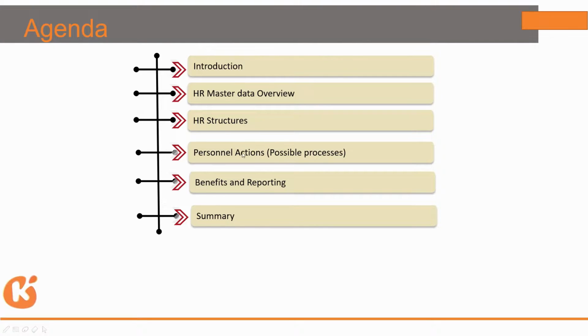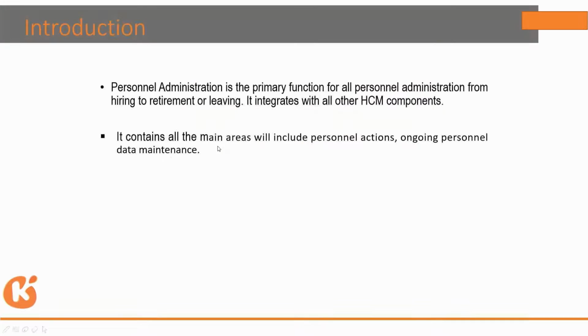Then we will see how we can maintain and edit data. We'll see how we can do the personal action, and then we will also see the reporting and then the summary part of it. So here you can see this is personal administration. Personal administration is just from hiring to retirement or leaving, all the data you're going to maintain in the system. And we'll also see how we can integrate that with your organization management.